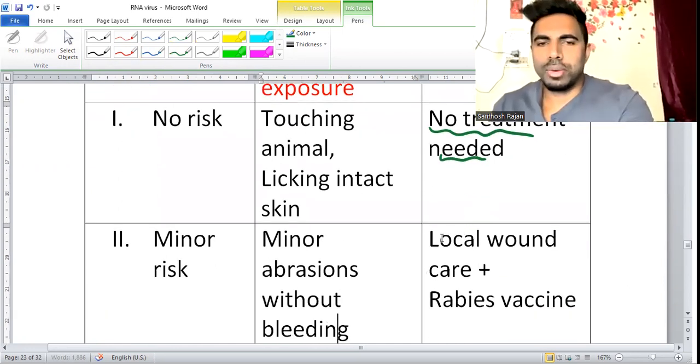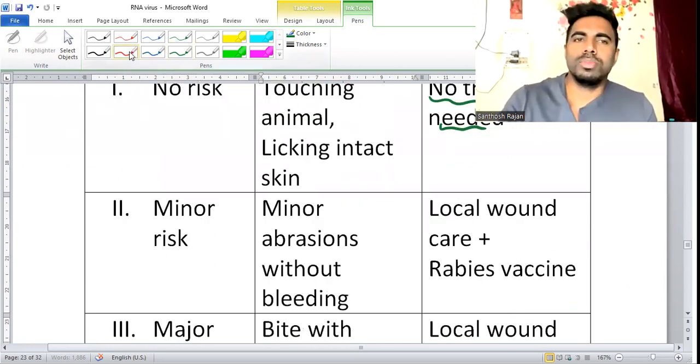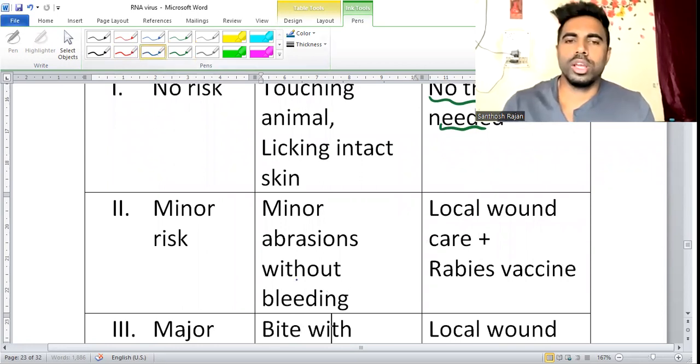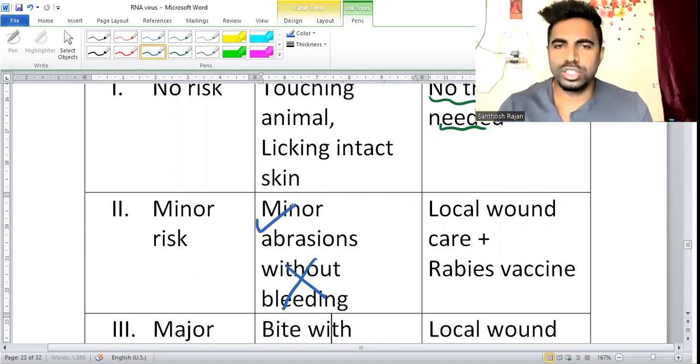Category 2 is minor risk, minor abrasions without any bleeding. The idea is whether bleeding is there or not. That is the most important one. If there is abrasion but no bleeding, only minor abrasion, then local wound care. Wash with plenty of water and soap. That's it.